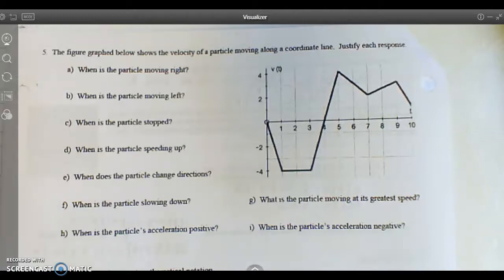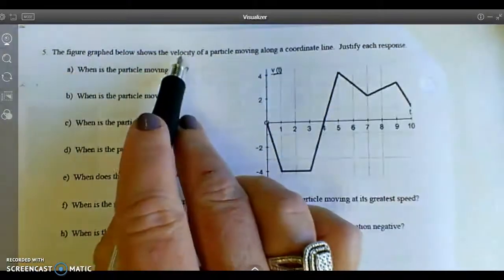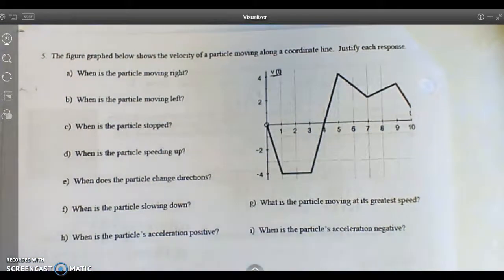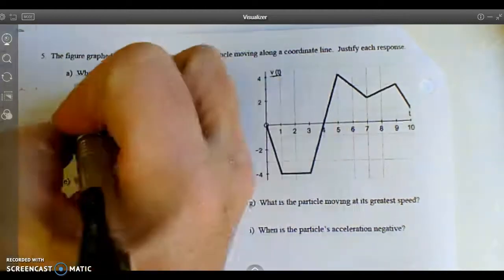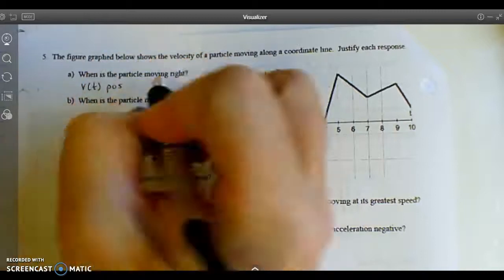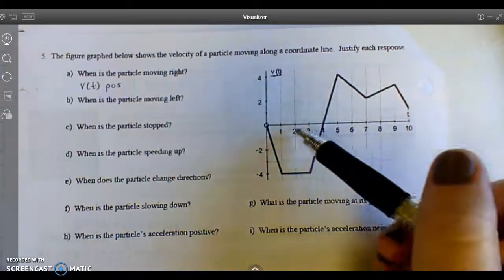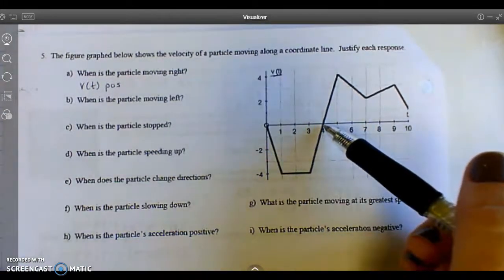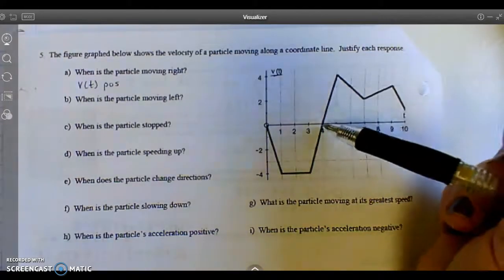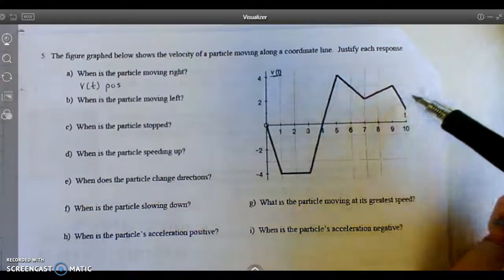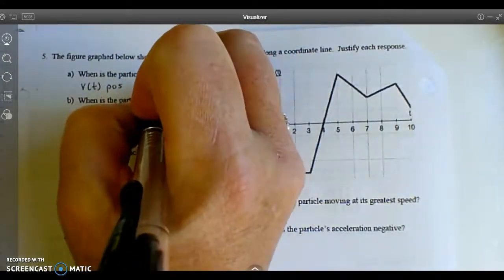Okay. Again, this graph is velocity, so be really, really careful. When you're looking at the graphs, make sure you know what kind of graph you're looking at. It tells me it's velocity here, but it also labels it as velocity. So when is the particle moving to the right? Okay, let's think. Moving to the right is when velocity is positive. Is this velocity positive or negative? Negative. It's negative all the way to 4 because it's below the x-axis. So velocity is positive all up there because that's above the x-axis. So it's positive from 4 to 10.